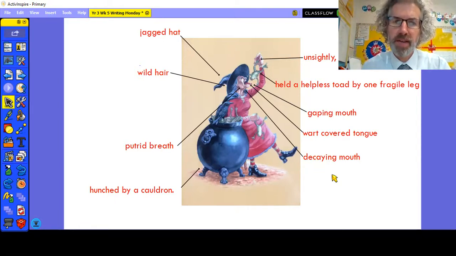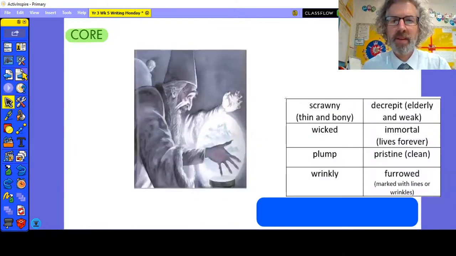So you'd have the noun, the part of the witch or the wizard, and then an adjective to go with it. So if I were to be describing his fingers here, I could select the word scrawny, because scrawny means thin and bony, and his fingers are thin and bony. So I could label his fingers as scrawny fingers.